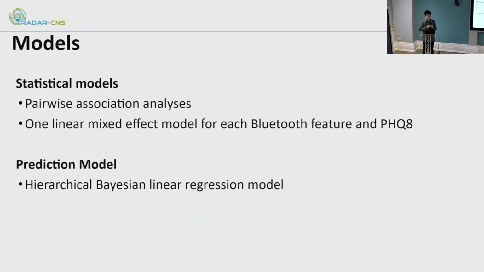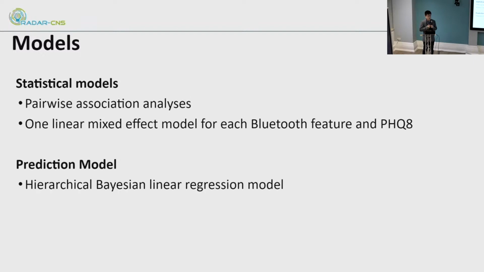And then we performed a series of pairwise association analyses to find the associations between each Bluetooth feature and the PHQ-8 score. And then for the prediction model, we used the hierarchical Bayesian linear regression model.